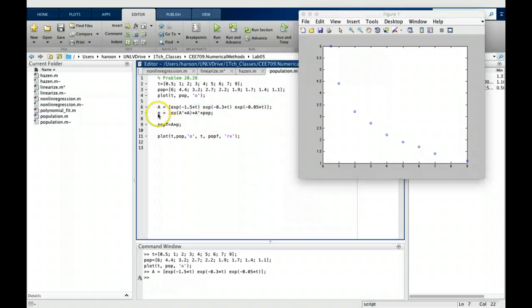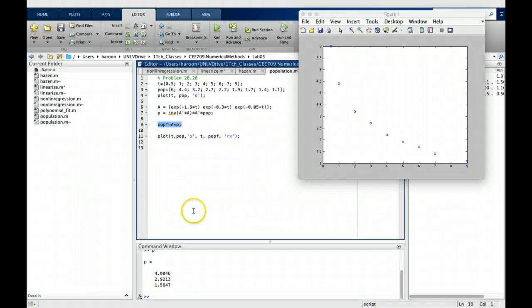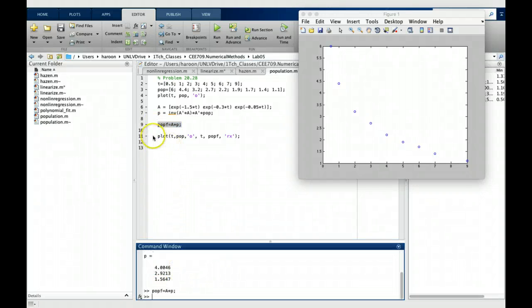So in order to find P, we can find the pseudo inverse and multiply it with the population column, and this gives us the initial values of the population of the 3 organisms. And now we can also find the value of the population fit and plot it, and you can see that the red x's are much closer to the data points.